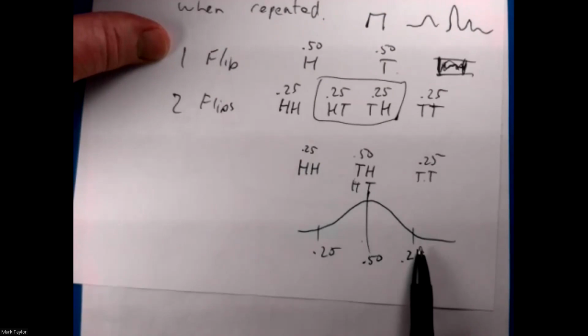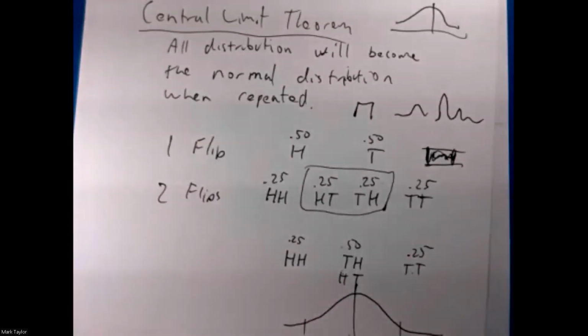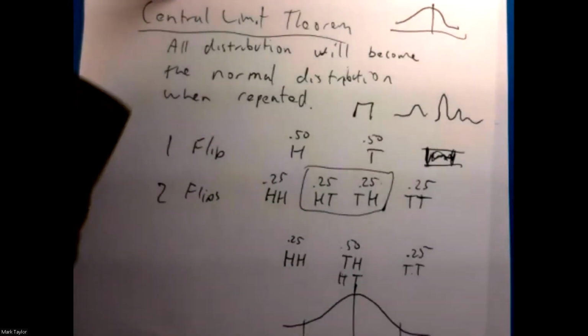So we use the normal distribution to look at attribute sampling because if things are repeated, it'll all come out looking like that.